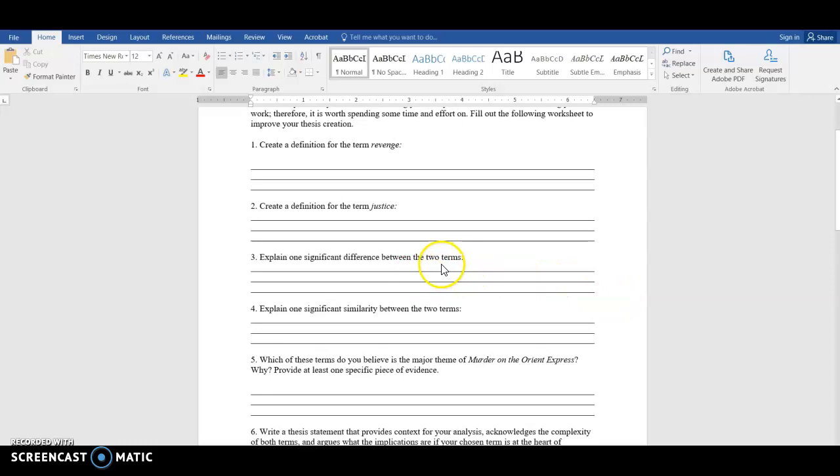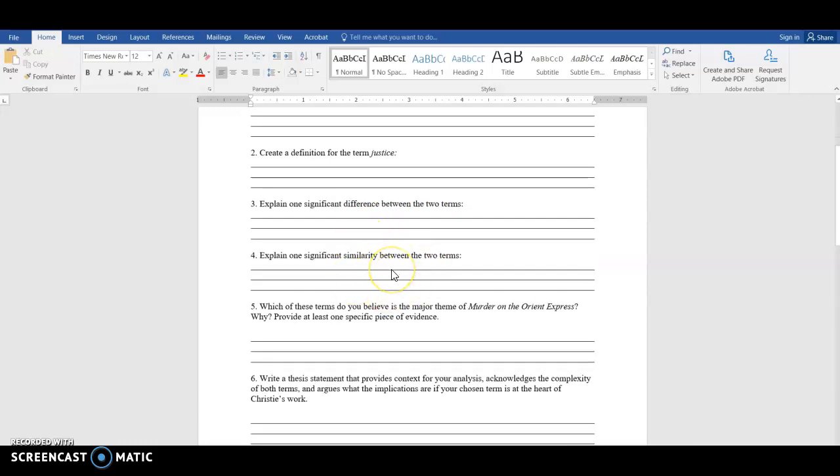Then I want you to explain one significant difference between these two terms. Last week we were working on those similarities and differences lists. We talked about listing as an option. We talked about Venn diagrams as an option for organizing our ideas. This is just another way to get those ideas down on paper so that when we get into the essay, they will come more quickly to mind as we start our composition and research. So explain one significant difference between the two terms.